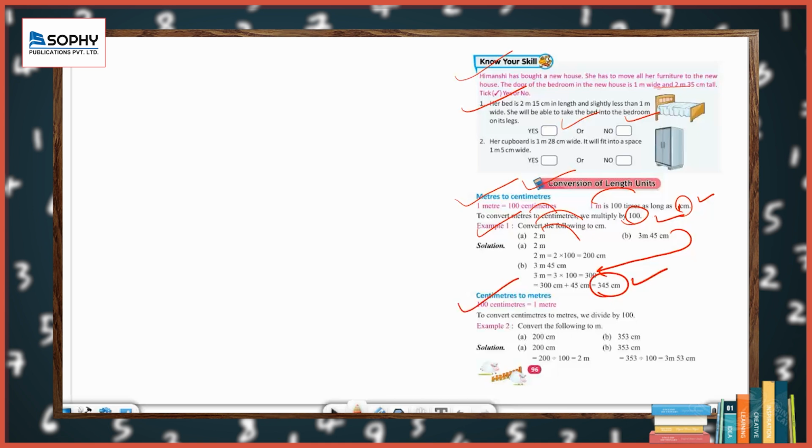Now when we convert centimeters into meters, we know that 100 centimeters make 1 meter. So we divide by 100. For example, students, when we convert the following into meters, that means it is divided by 100, that is 2 meter. When we divide it by 100, that means 3 meter 53 centimeter.